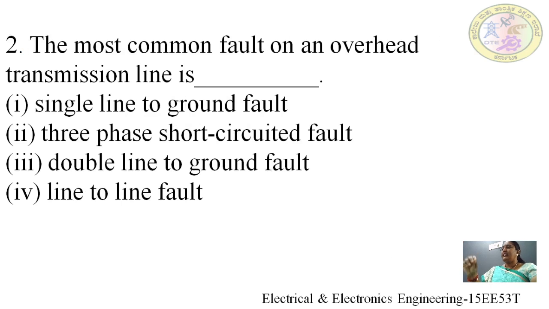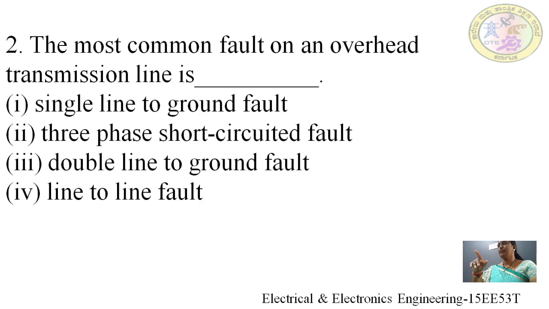Next we will see another question: the most common fault on the overhead transmission line. Most common fault. One is a single line to ground fault, a three-phase short circuit fault, a double line to ground fault, and a line to line fault.